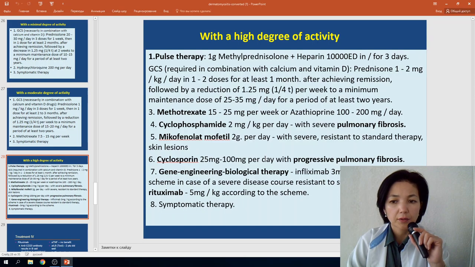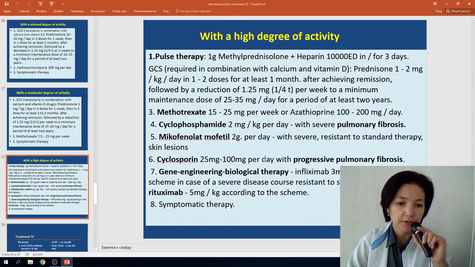And then after pulse therapy, you use glucocorticoids at least 1 to 2 milligrams per kilogram per day in 2 dosages for at least 1 month. And after achieving remission, you start to decrease by 1-4 tablets per week to a minimum maintained dosage. The maintained dosage here is 25 to 35 milligrams per day, also for at least 2 years. In case of association with arthralgias or arthritis, you should combine with methotrexate 15 to 25 milligrams per week or azathioprine 100 to 200 milligrams per day.